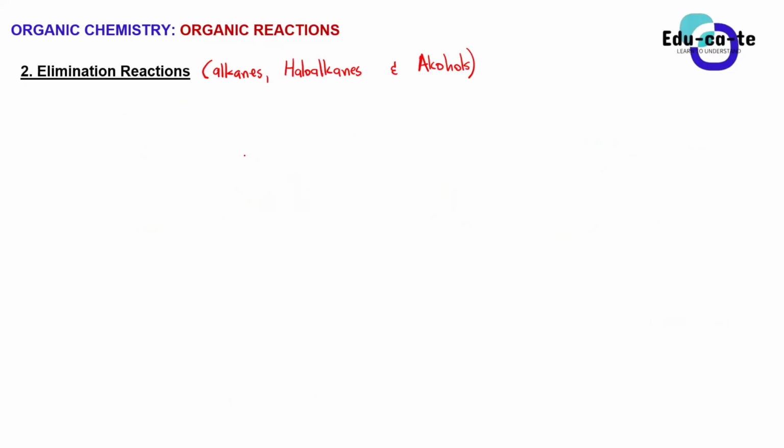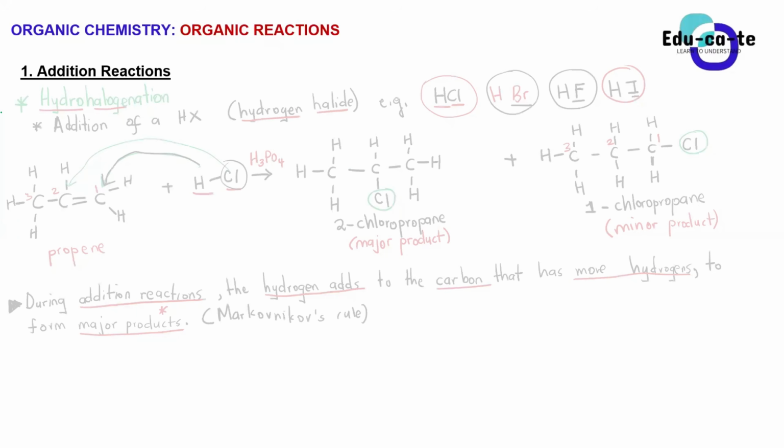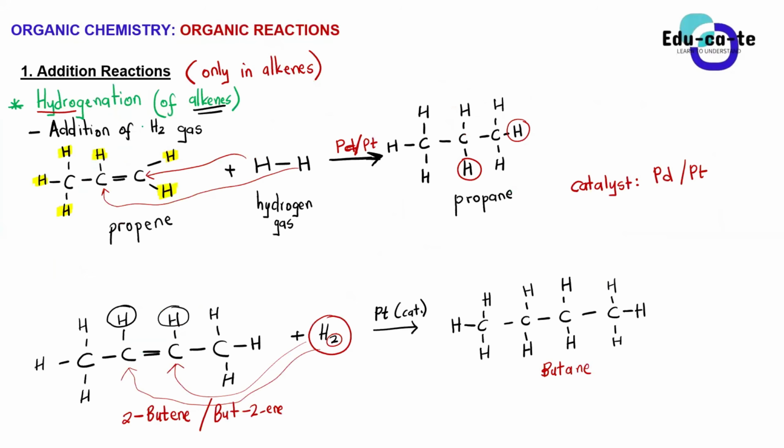Okay, so now when we are doing the elimination reaction, we are just going to be removing something from a compound. It's the opposite of adding something to a compound. So the first elimination that we are going to look at is the opposite of hydrogenation, meaning that we are now removing a hydrogen. We are no longer adding a hydrogen. Because remember guys, when we said hydrogenation, we were adding hydrogen gas. You guys still remember, right? But now we are going to do the opposite.